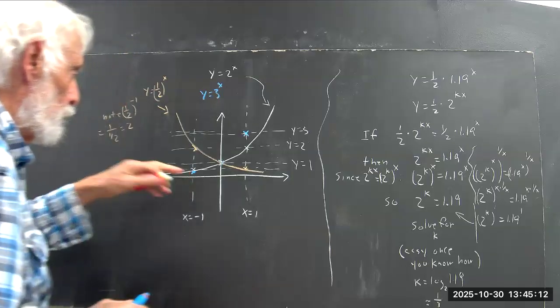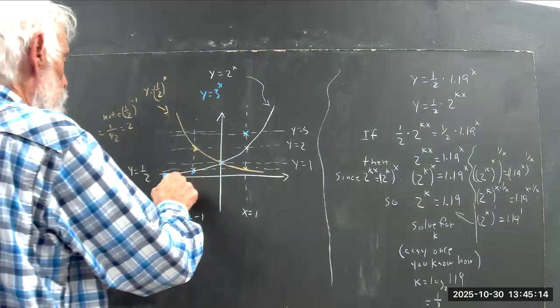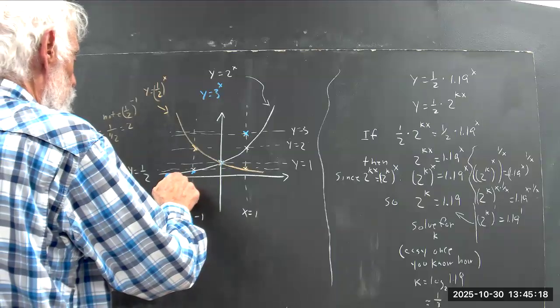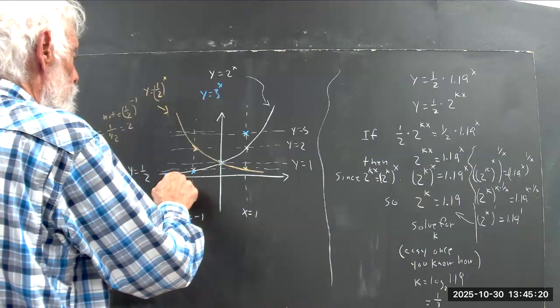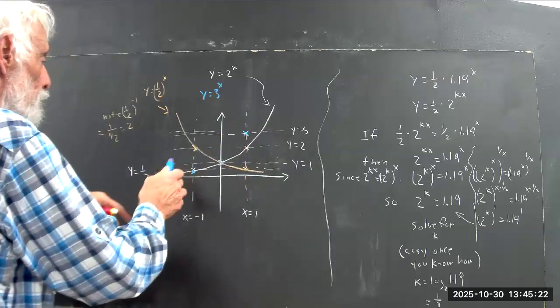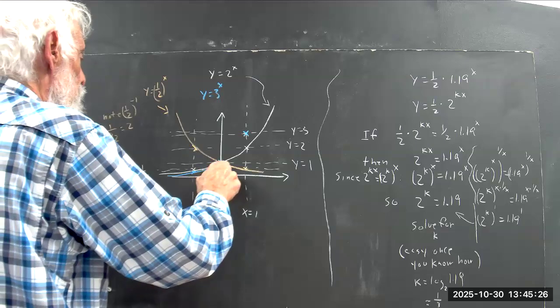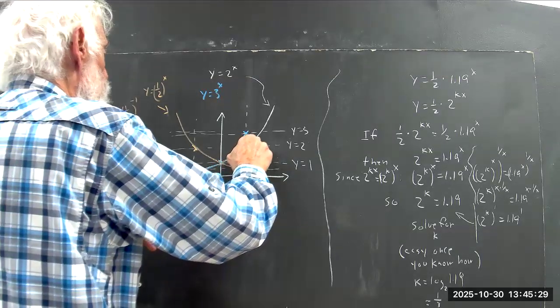Now, I'm not going to try to put 1/3 in there, but you could calculate it. There's not enough room there to really label anything. But you see that this graph is going to be lower than the 2 to the x graph until we get to 0, and then it's going to be higher.